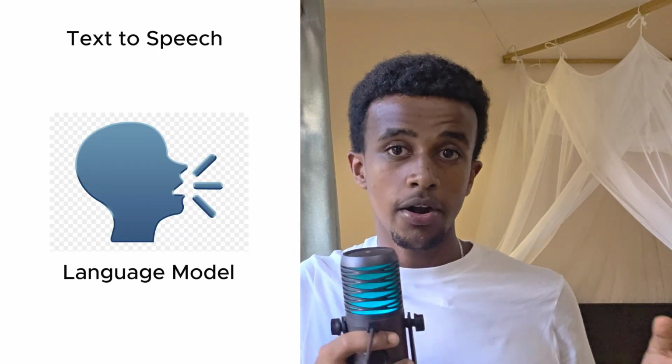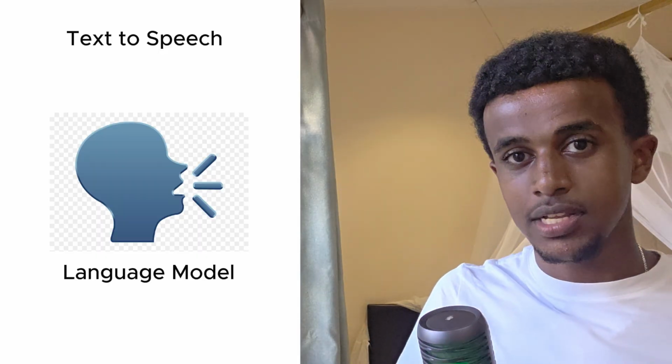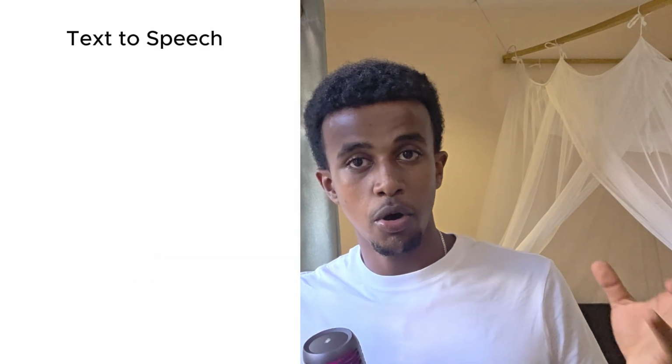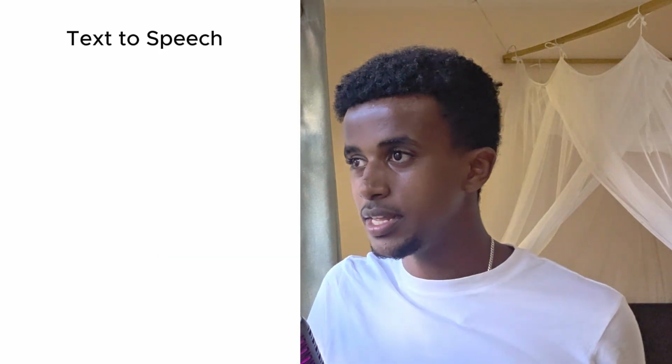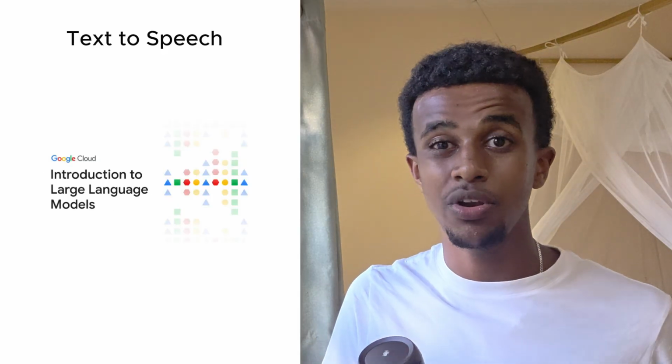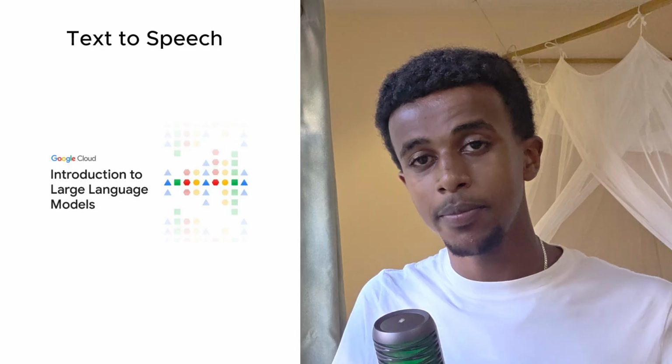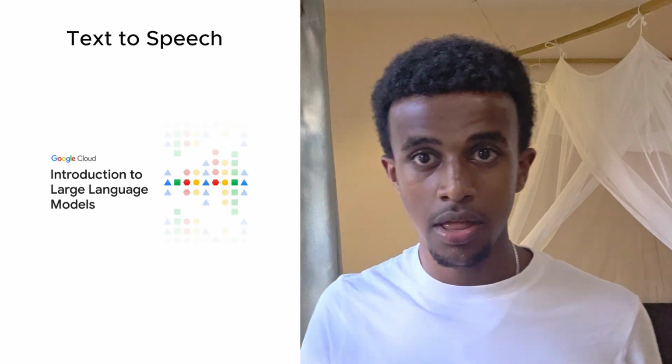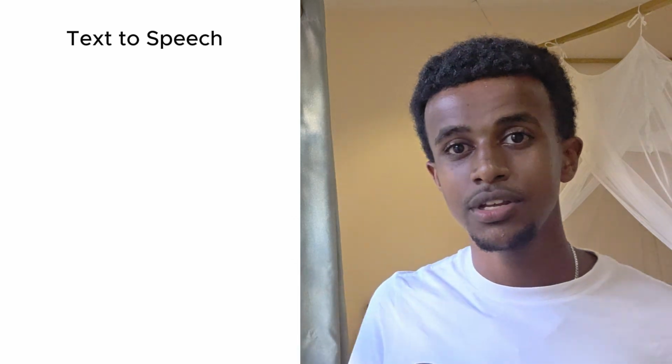Now, to do text to speech, you need a language model. And there are not a lot of language models for Amharic, which is not as popular, of course, as a language as English. But I found a couple of models here and there. Now, basically what a model is, is something that can play Amharic text to speech. And I found one in Google Cloud. And so the problem here was that I had to get this model, which was on Google Cloud, and I had to link it to my app.